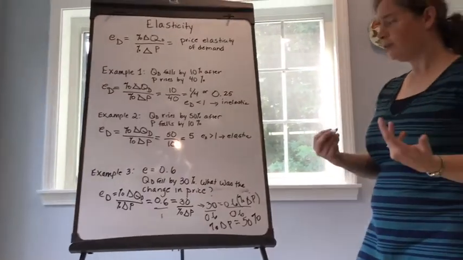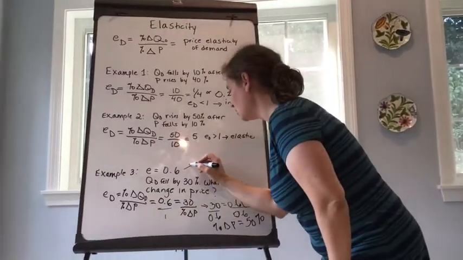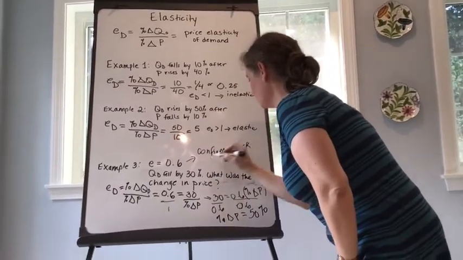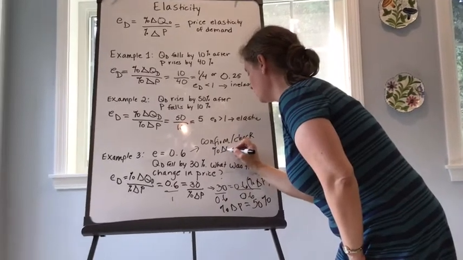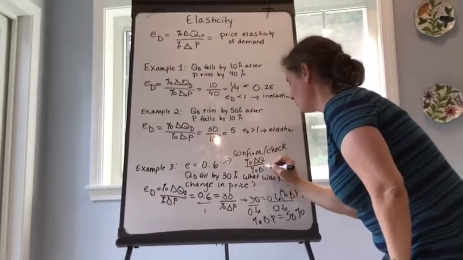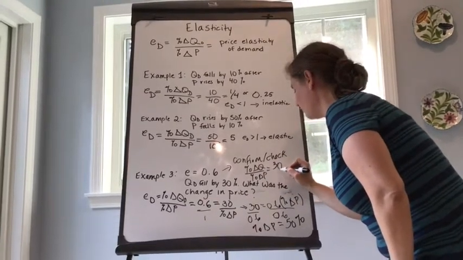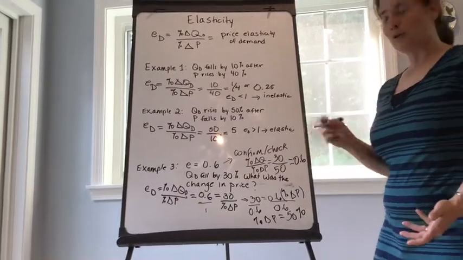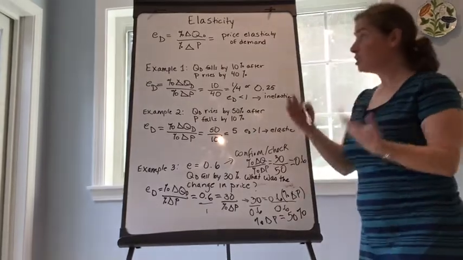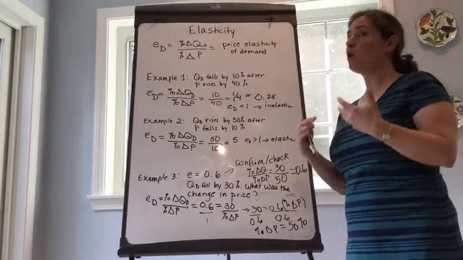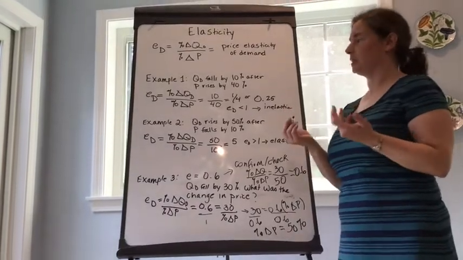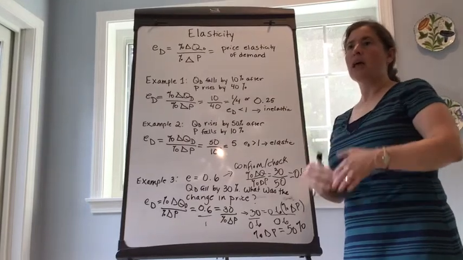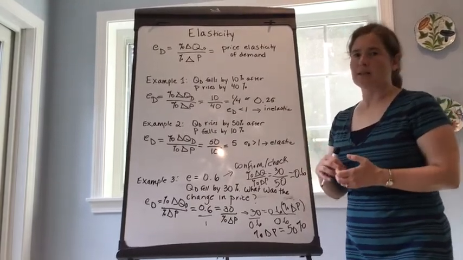If we want to actually confirm our math, I'll just draw an arrow here and say confirm or check. The percent change in quantity divided by the percent change in price equals a 30% fall in quantity divided by a 50% rise in price. In fact, that is equivalent to 0.6. So this is one formula that we can use. Now we don't always have information presented to us in nice percentages. So what we'll look at next is when we have two specific points along a demand curve, how we might go about calculating the elasticity of demand.